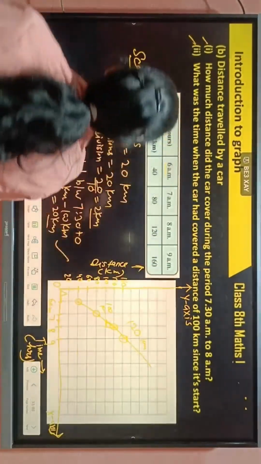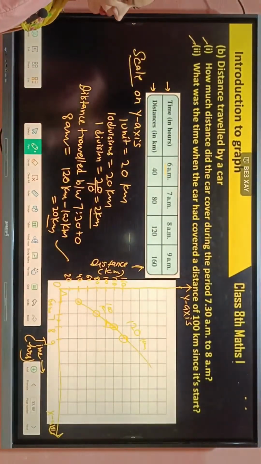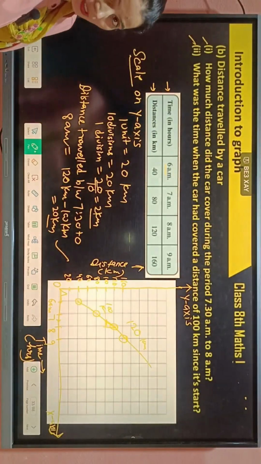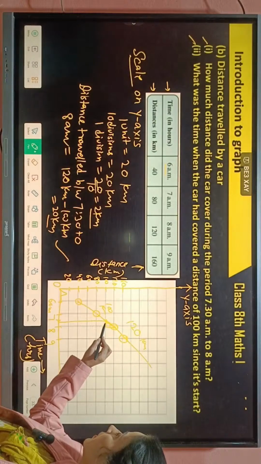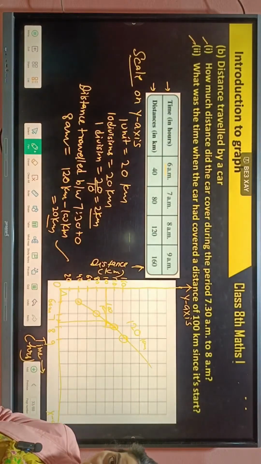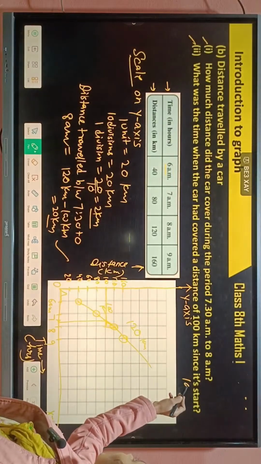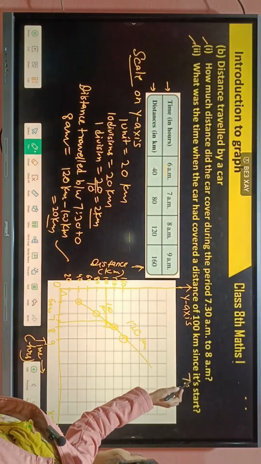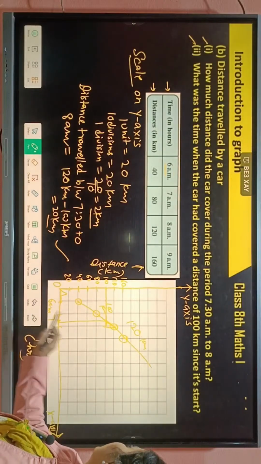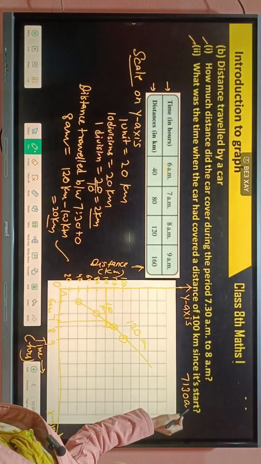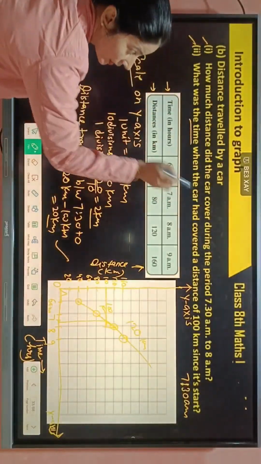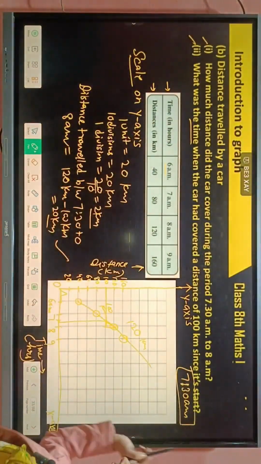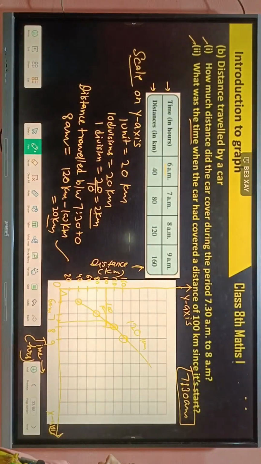What is the second part? What was the time when the car had covered a distance of 100 kilometers since its start? As we have seen in the first part, at 7:30 distance traveled is 100 kilometer. So its answer will be 7:30 a.m. What was the time when car had covered a distance of 100 kilometer? Time was 7:30 a.m. This second part is completed.